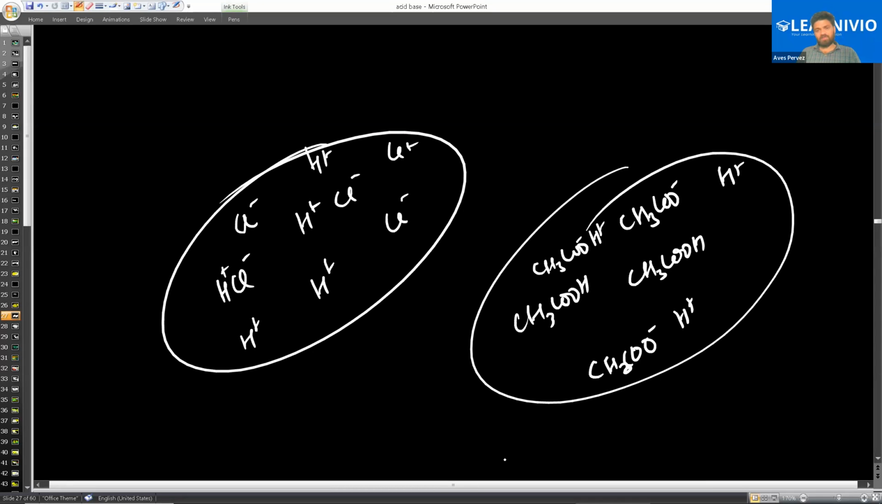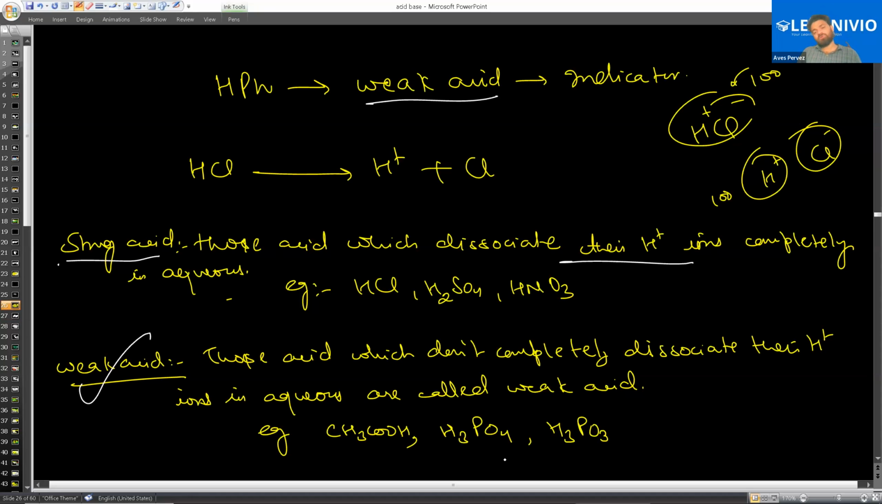Some of them partially dissociate, so they are called weak acids, and those that dissociate completely are considered strong acids. You have to memorize the names of these strong and weak acids. HCl is strong, H2SO4 is strong, HNO3 is a strong acid.